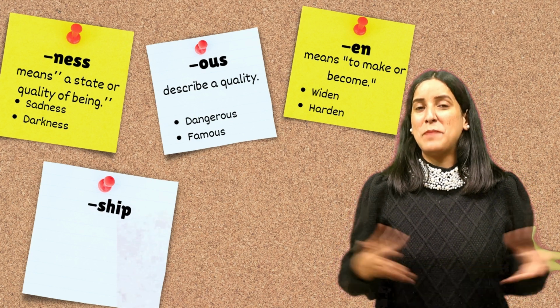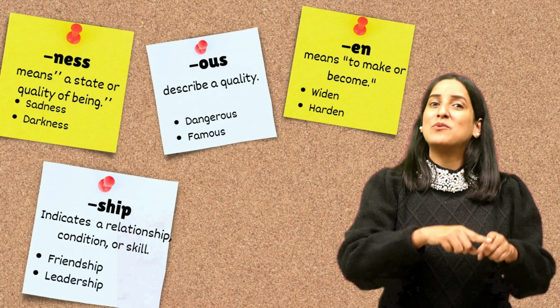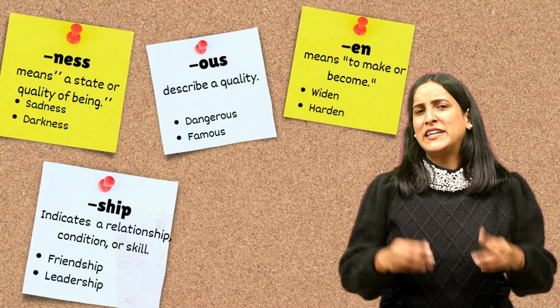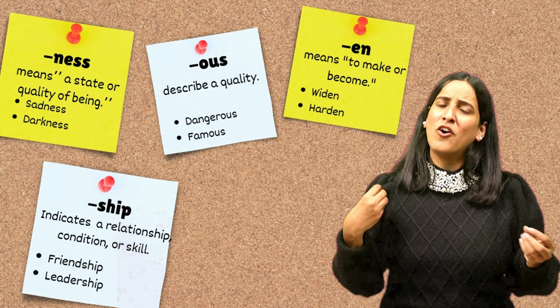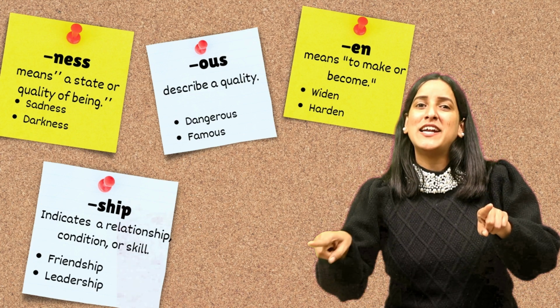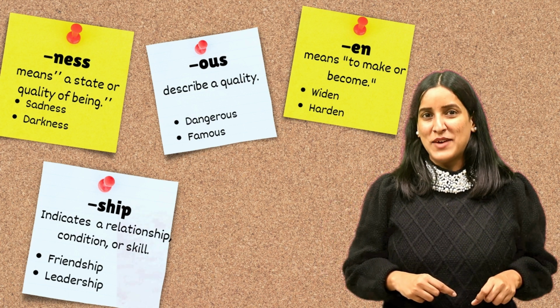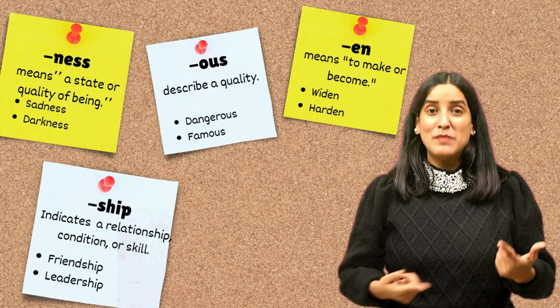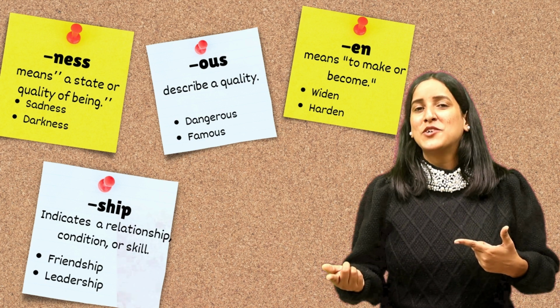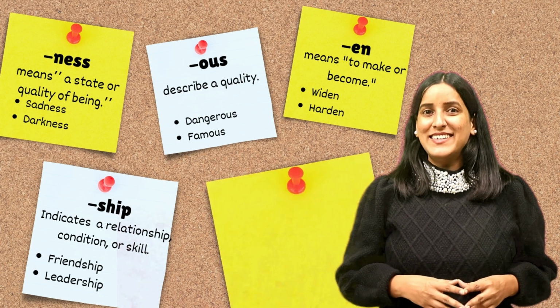What about this one, ship? If we add ship at the end of a word, this one turns nouns into other nouns, often indicating a relationship or condition or skill. For example, friend becomes friendship. Now this one talks about the relationship of being friends, right? Leader becomes leadership. Now this one again talks about the condition or ability to lead, right?